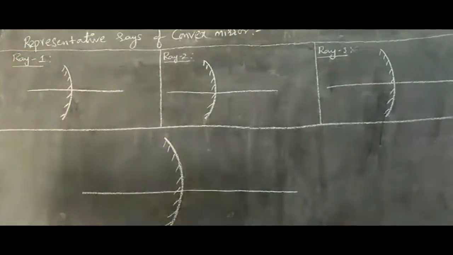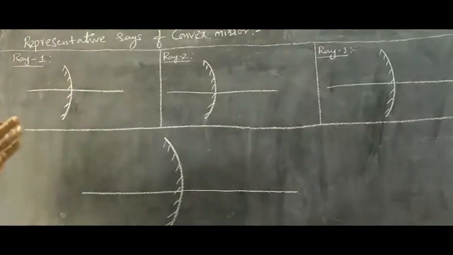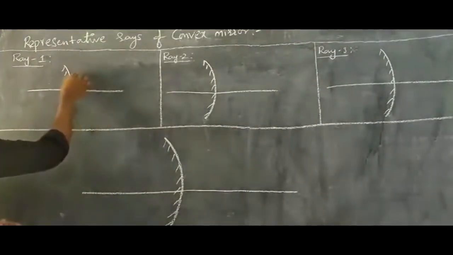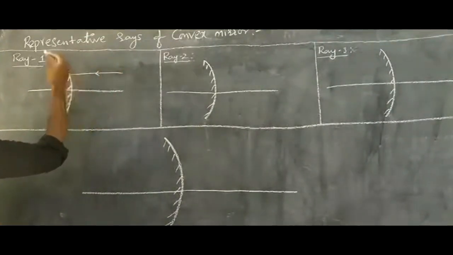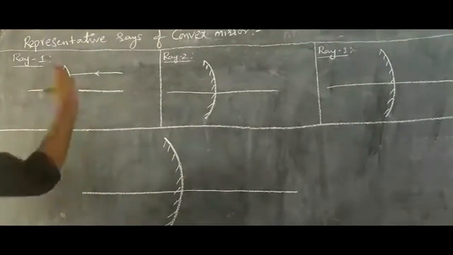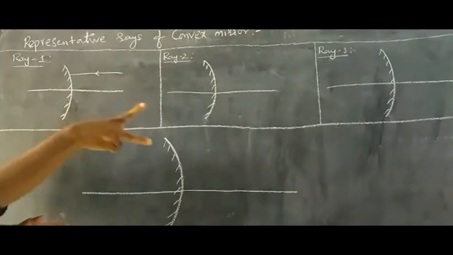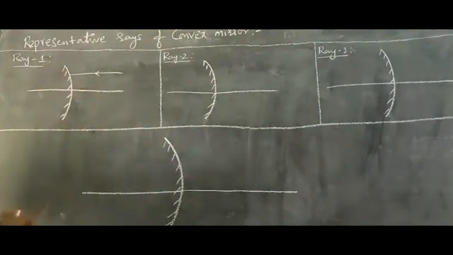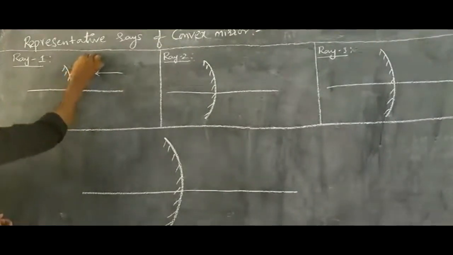First, ray 1. As we have already learned in the case of concave mirror, in convex mirror also let us take ray 1, which is a ray passing parallel to the principal axis. This is the incident ray in case of this convex mirror. And after reflection, as we already know, when rays get incident on a convex mirror, they do not converge, they diverge from the mirror. Here also the ray will be diverged.